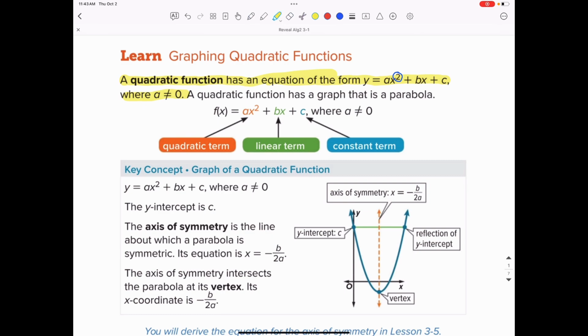When you graph a quadratic equation, it is a parabola. That is the U-shaped graphs that we've talked about periodically as well.